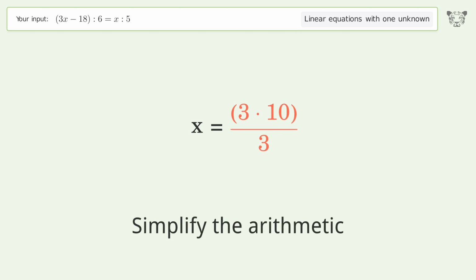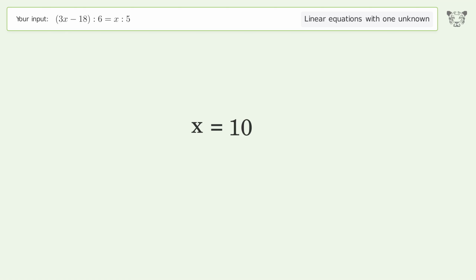Simplify the arithmetic. And so the final result is x equals 10.